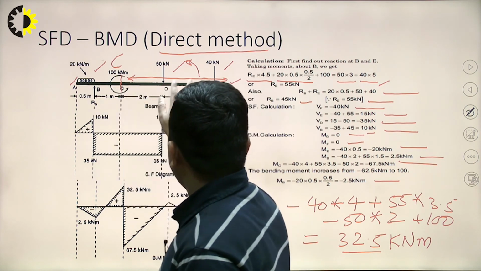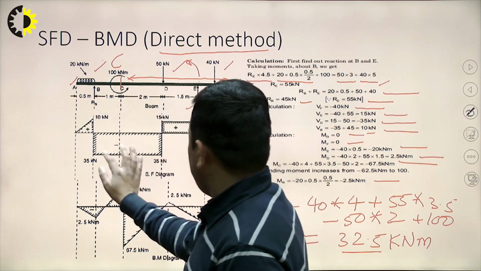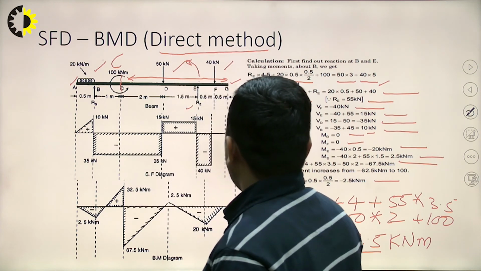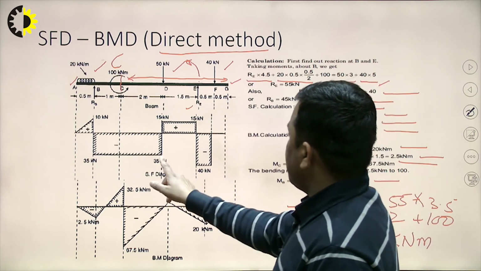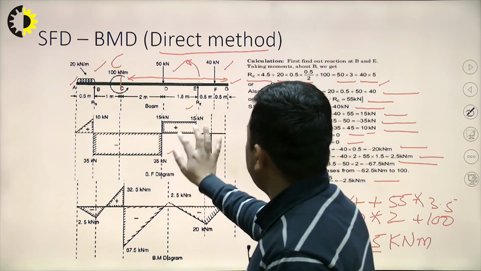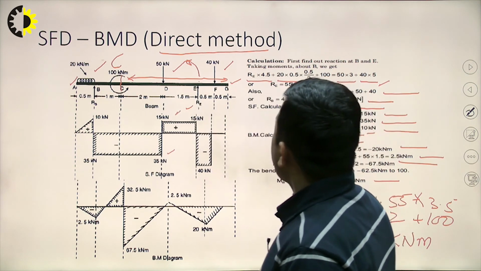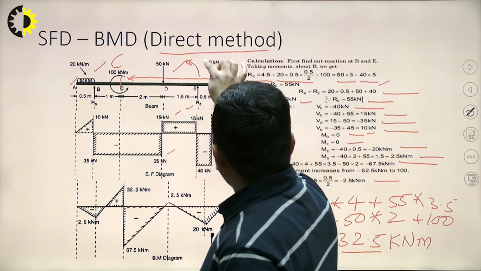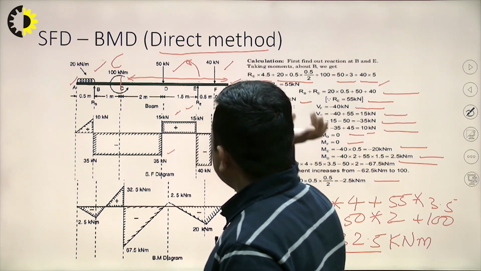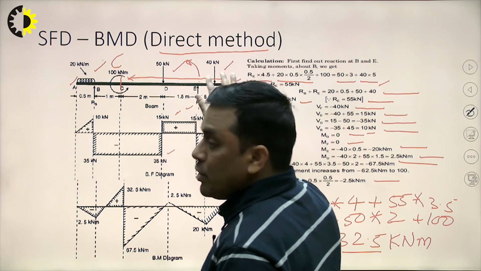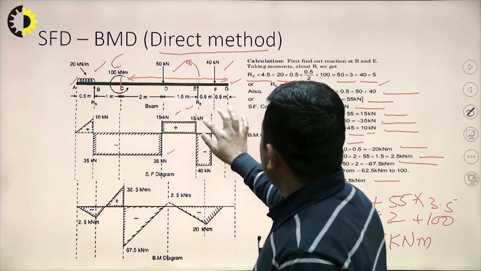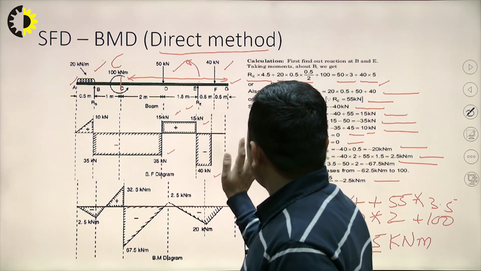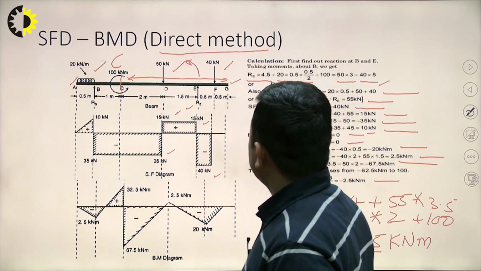Then between B to D, we are not observing any other force, so it will remain constant. At point D, because of the point load, we are having two values, minus 35 and plus 15. Between D to E, as there is no other force, it will remain constant. At point E, again there is a support reaction, so we get two values of shear force on the left and right side, plus 15 and minus 40. Between E to F, there is no force, so it will remain constant. Between F to G, it is 0.